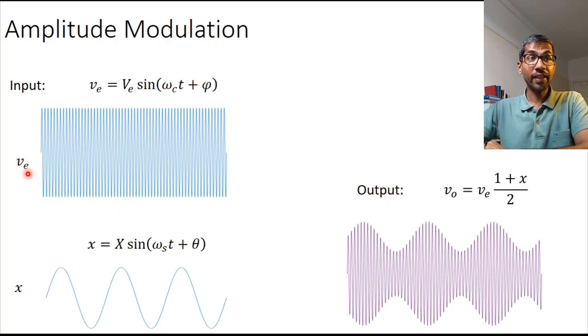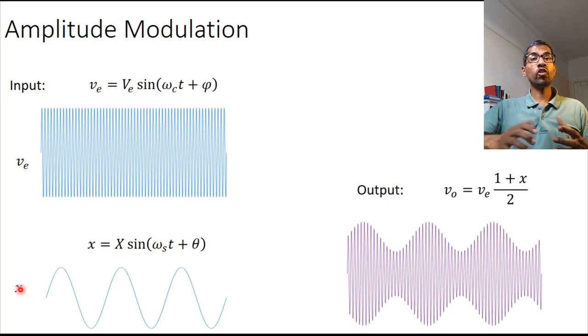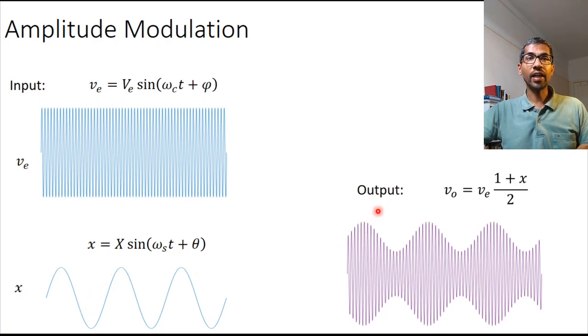So we had an input, and let's call it VE, which is a sine wave, and then you have X, which in the previous video we said, let's assume X is a constant; it's not really changing. But in reality, X would be changing, right? And let's assume that the change in X is a sinusoidal shape. So what is the output going to be?